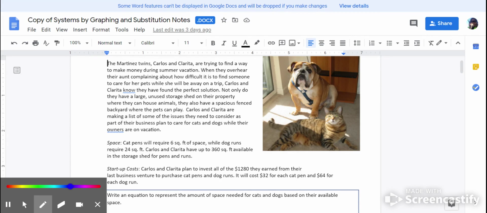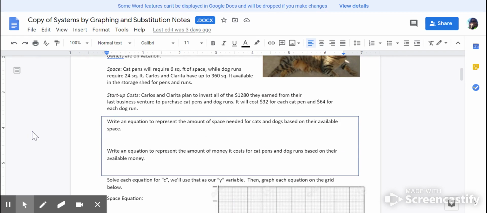Space. Cat pens will require 6 square feet of space, while dog runs require 24 square feet. Carlos and Clarita have up to 360 square feet available in their storage shed for the pets and the runs. Their startup cost: Carlos and Clarita plan to invest all of the $1,280 they earned from their last business venture to purchase the cat pens and dog runs. It'll cost $32 for each cat pen and $64 for each dog run.